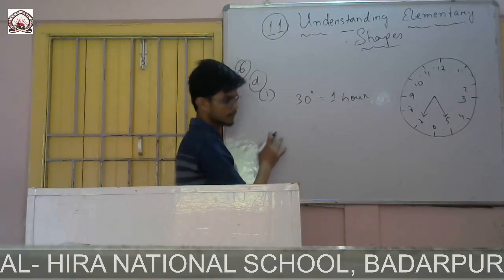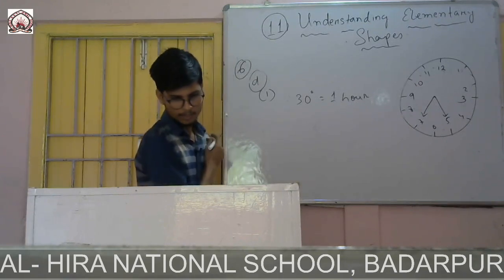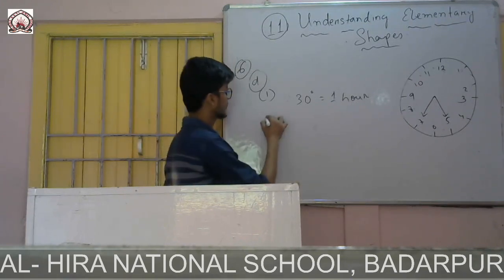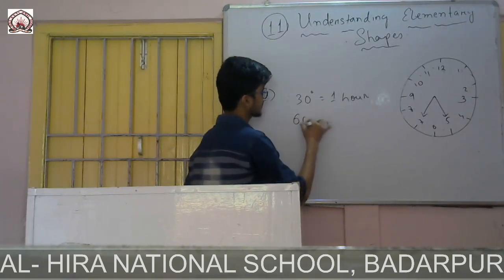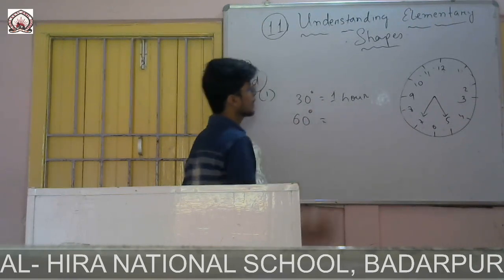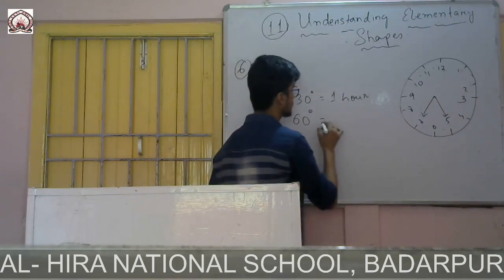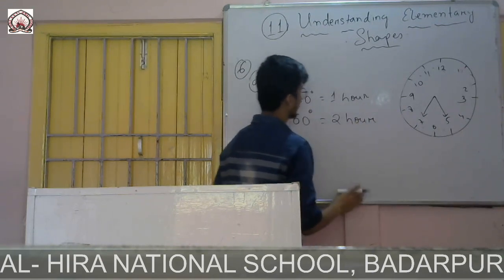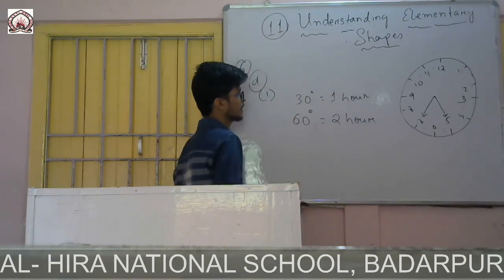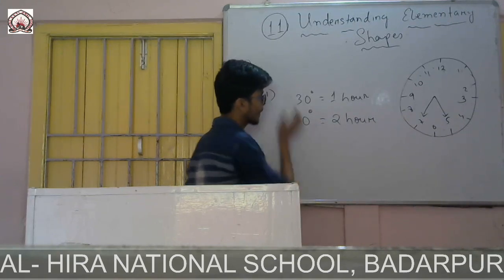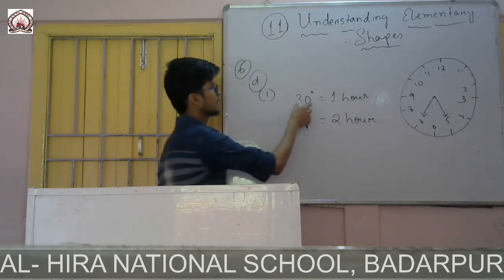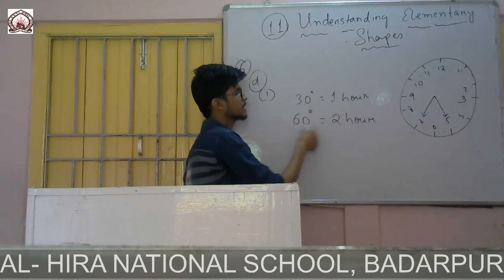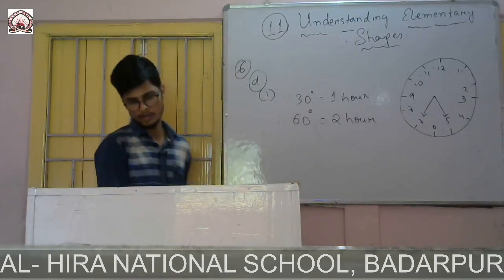The question is to find for 60 degrees. So you write, therefore 60 degrees will be equal to, for 30 degrees it is 1 hour, for 60 degrees it will be 2 hours. Directly I am writing. Or else you can write 60 by 30. For 30 degrees it takes 1 hour. For a 60 degree turn it will take 2 hours.